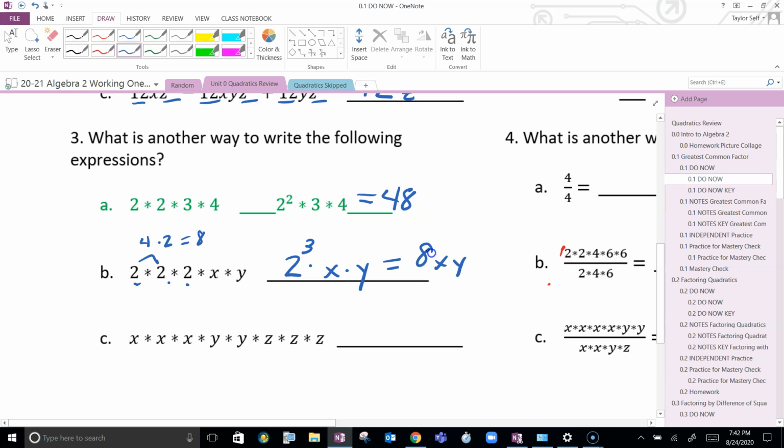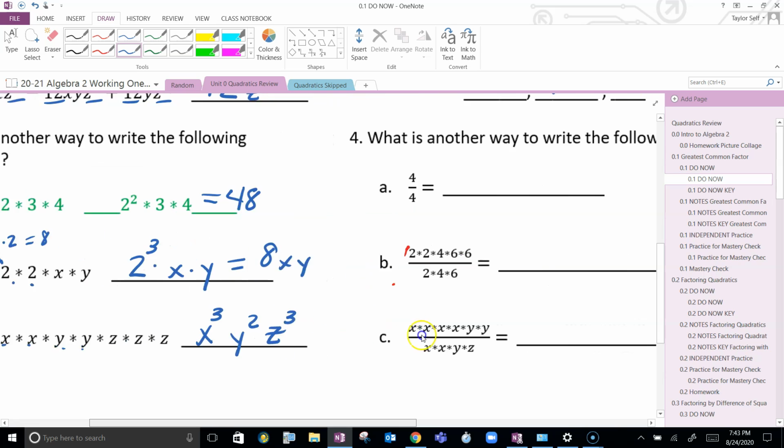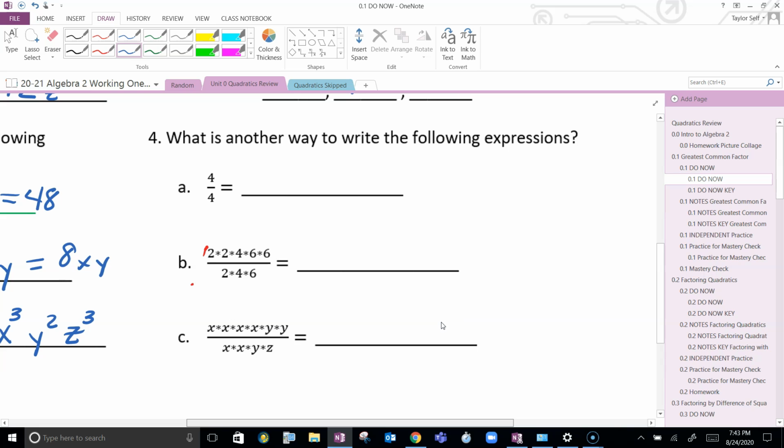All right, for this one, how many x's do we have? 1, 2, 3. We have 3 x's. So that will be the exponent. That's the same as x cubed. We have 2 y's. So that will be the exponent. And we have 3 z's. So we have z cubed. Cool. And we can't simplify that one anymore.